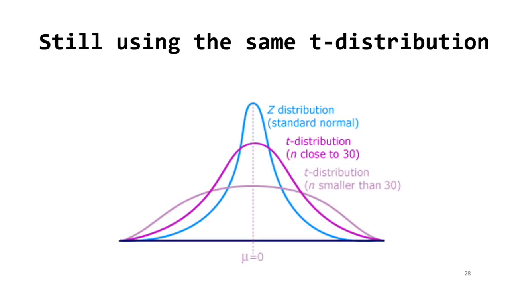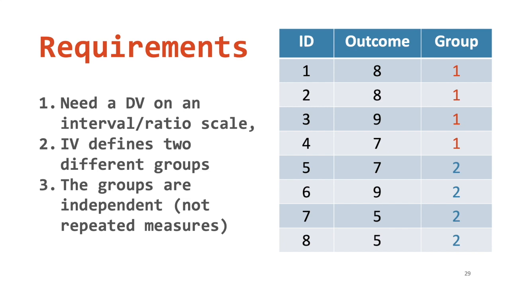As before, we're still using the same t-distribution. Nothing's changed there. As for the requirements, we need a dependent variable that's on an interval ratio scale.